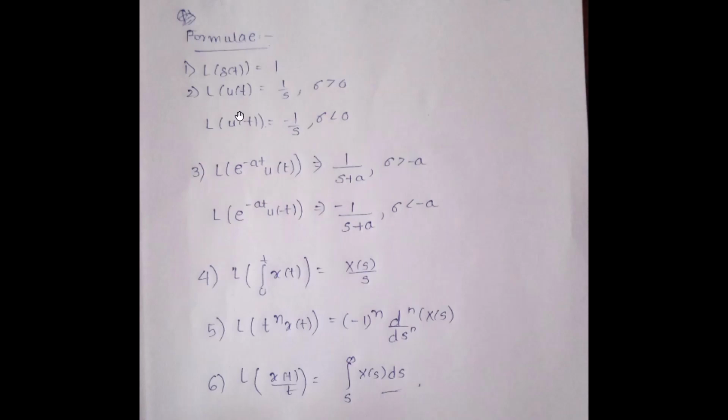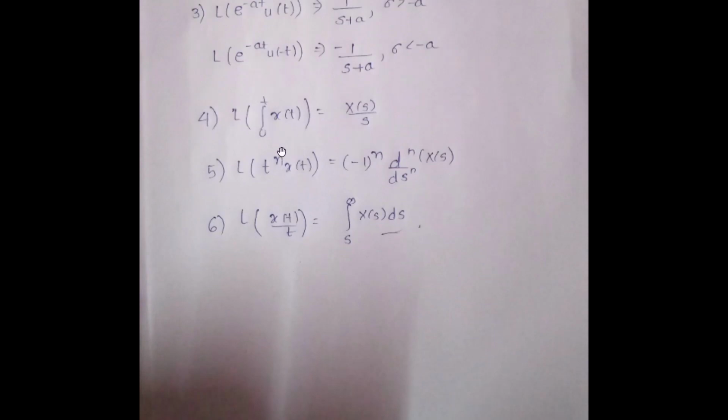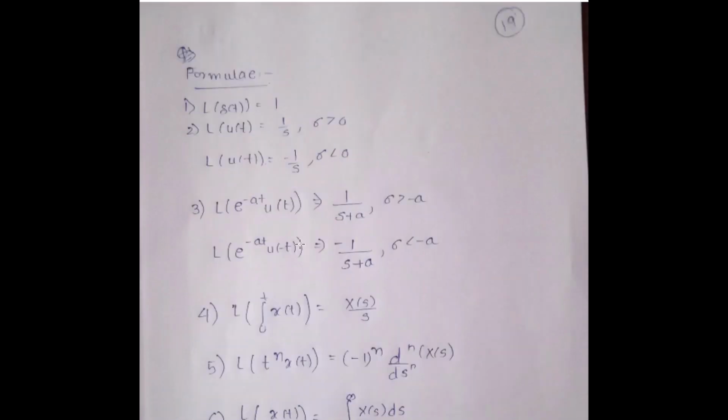So we have the basic formulas given over here, such as the Laplace transform of delta of t is 1, u of t is 1 by s for sigma greater than 0, and u of minus t, the minus is not clearly visible over here, but it is minus 1 by s for sigma smaller than 0. Then what is the Laplace transform of e raised to minus at u of t and u of minus t? What is the Laplace transform of integration of x of t, t to the n times x of t, and x of t divided by t? So these basic formulas you should be knowing.